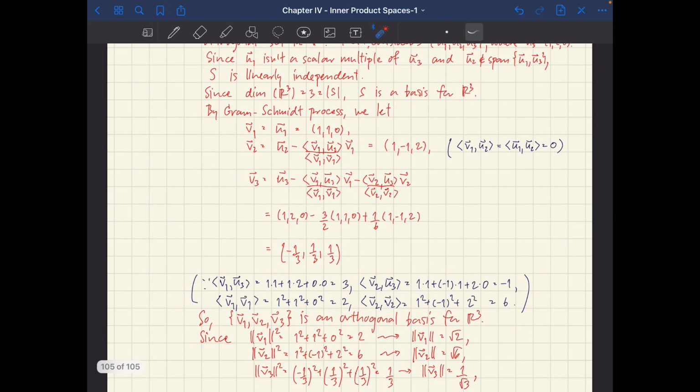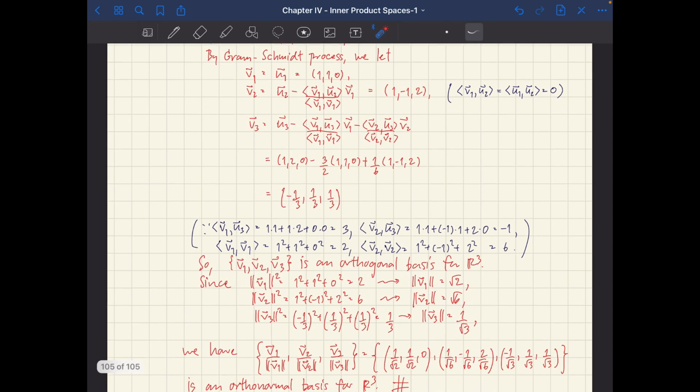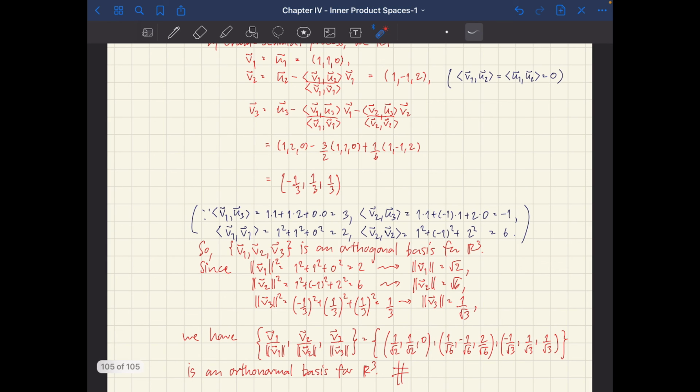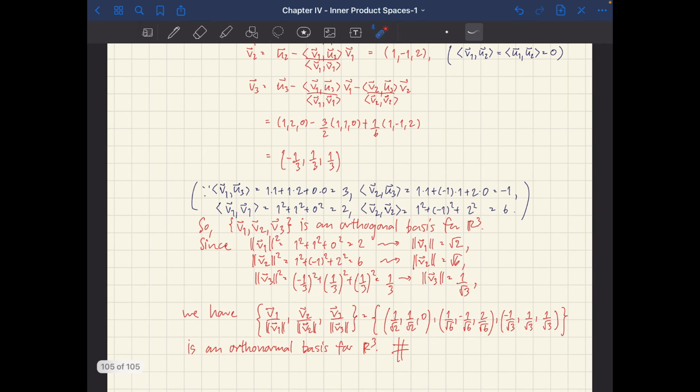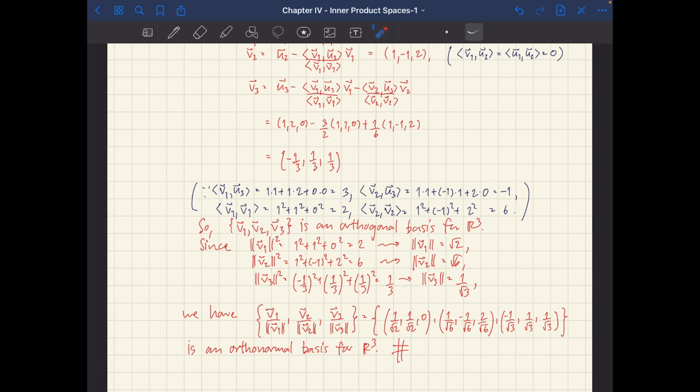So we obtain an orthogonal basis for R3, and next we need to find the orthonormal basis for R3. That's why we find the norms of V1, V2, and V3, and we can show that the norm of V1 is square root 2, the norm of V2 is square root 6, and the norm of V3 is 1 over square root 3. So we normalize them, and we can show that this set is an orthonormal basis for R3. That's it, it's done.